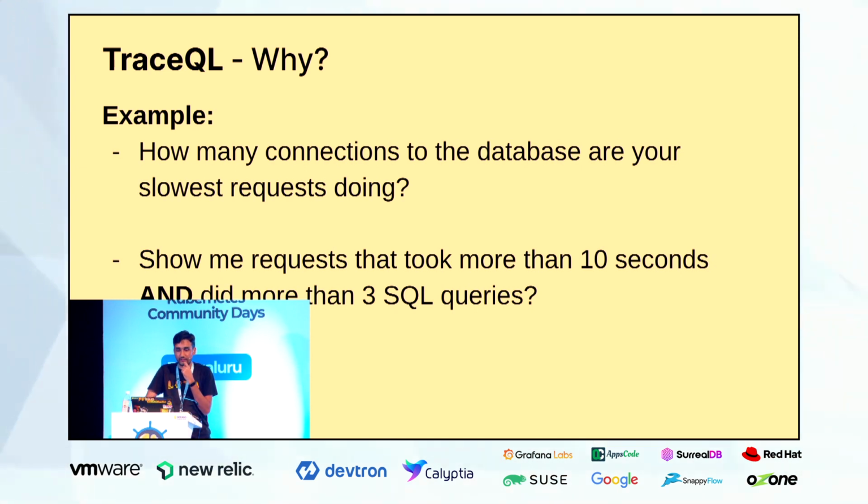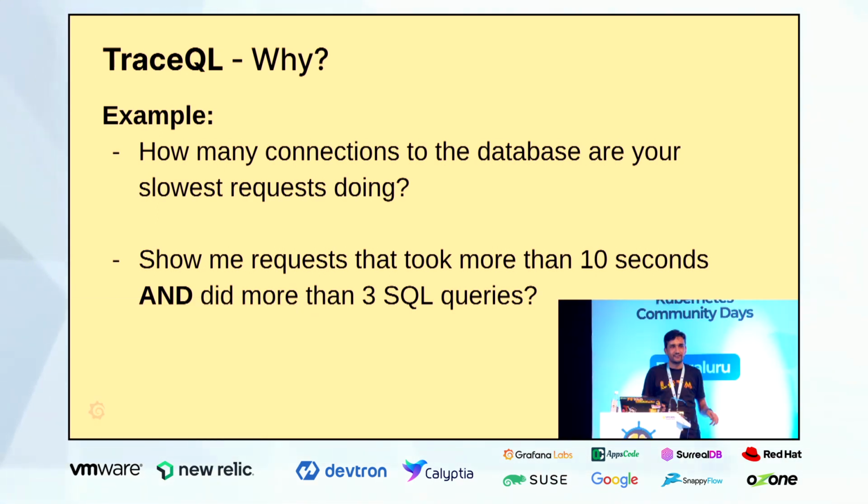One example is, how many connections to the database is my slowest request making? You have to find the slowest request, and then you have to track down the database connections. Another one is, show me all the queries that took more than 10 seconds and did more than 3 SQL queries. You're not interested in a single query that is taking more than 10 seconds. You're interested in the whole transaction, where there were 3 queries and they took more than 10 seconds.